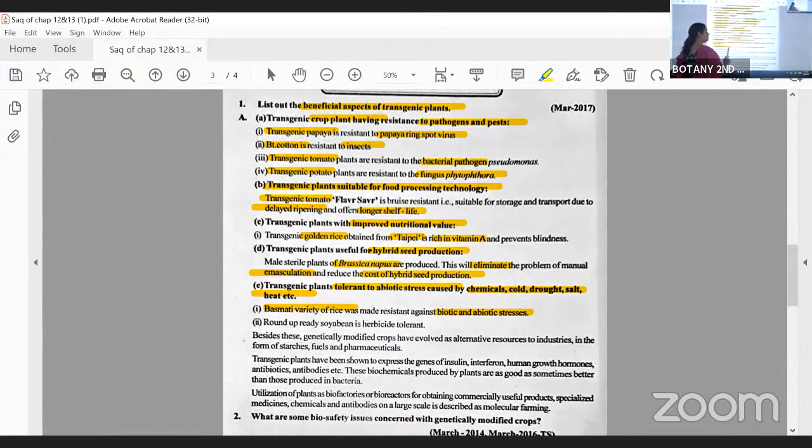Okay, the basmati variety of rice made tolerant to biotic and abiotic stress with transgenic plants. If you remember that, you can write. If you remember the next one also, Roundup ready soybean is herbicide tolerant. Okay, this soybean is tolerant to herbicides. That is the one that otherwise gets the infections. Okay, if you remember this, you can write. Otherwise, only one example is sufficient. Basmati variety of rice. Like this, we have made other plants also, which are economically very useful.